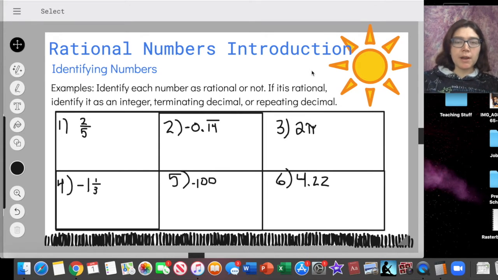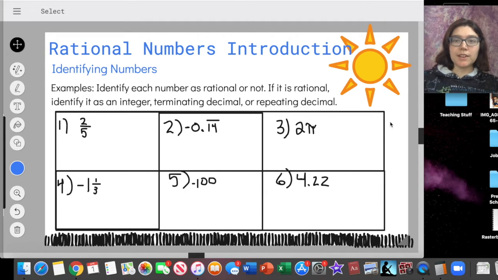So let's look at what we're asked to do here. We want to identify each number as a rational number or not a rational number. If it is rational, we're going to identify it as either an integer, a terminating decimal, or a repeating decimal.